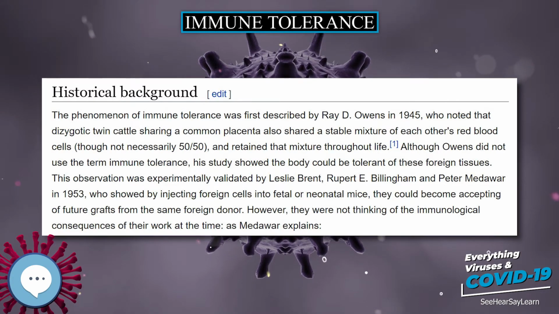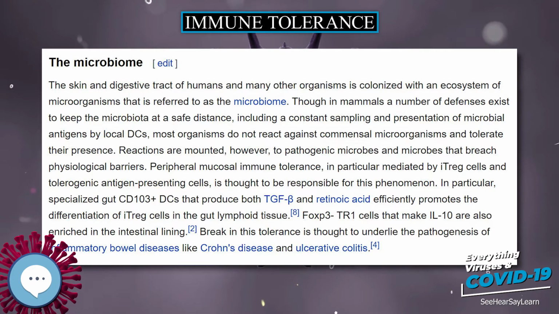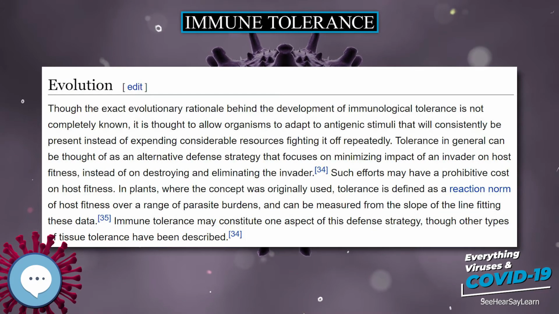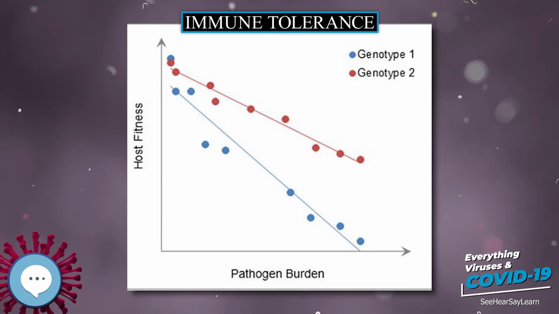Tolerance is classified into central tolerance or peripheral tolerance depending on where the state is originally induced: in the thymus and bone marrow, central, or in other tissues and lymph nodes, peripheral. The mechanisms by which these forms of tolerance are established are distinct, but the resulting effect is similar. Immune tolerance is important for normal physiology.